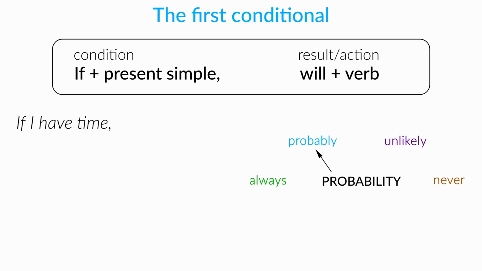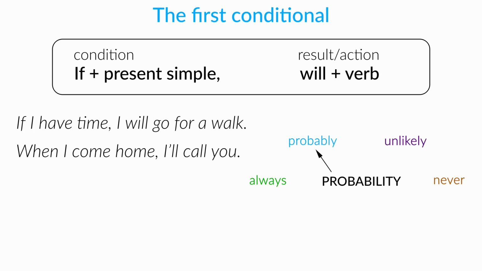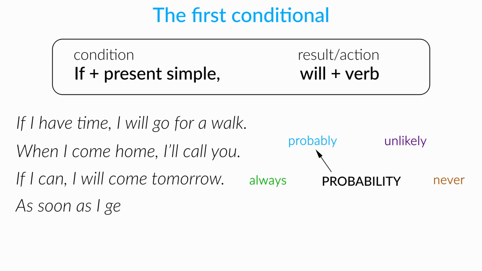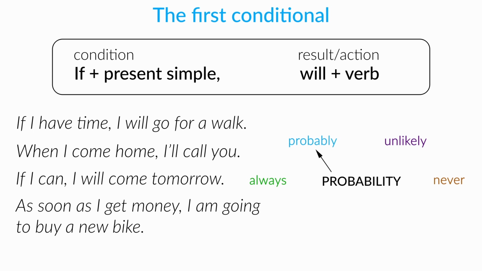If I have time, I will go for a walk. When I come home, I'll call you. If I can, I will come tomorrow. As soon as I get money, I'm going to buy a new bike. I'll buy a new bike.